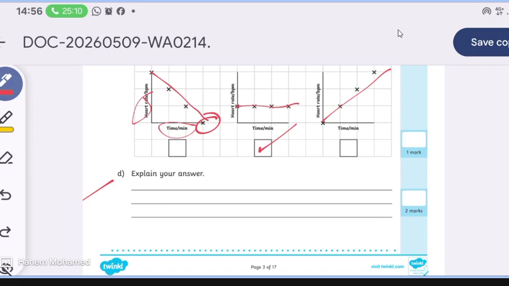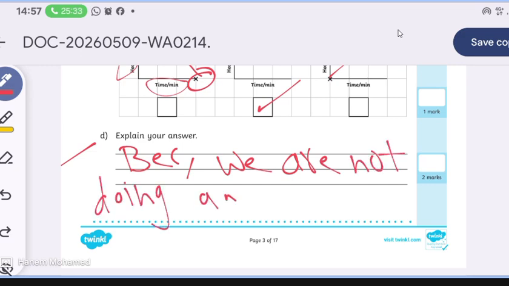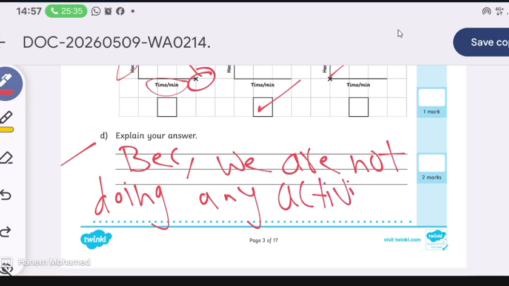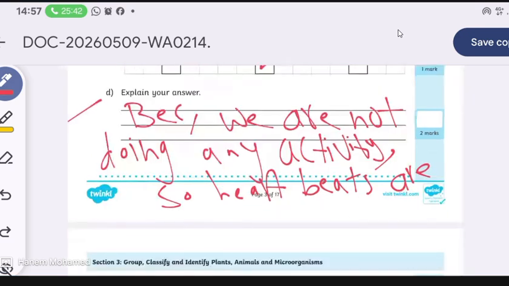We said that because you are not moving, right? Yes, you are sleeping. So you are not moving, you are not doing any exercise, you are not doing any activity. So your heartbeat is already what? Steady. So because we aren't doing any activity, so heartbeats are steady.